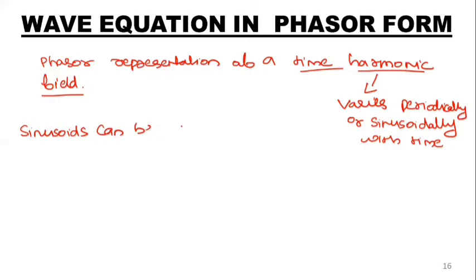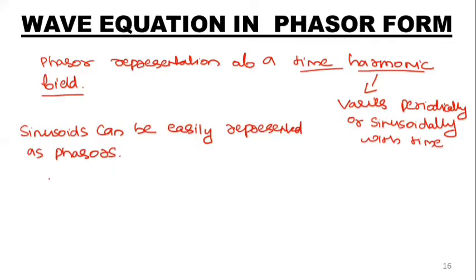These sinusoids can be easily represented as phasors. So that's why I'm talking about this. Suddenly Sir started talking about time harmonic field, and you might be wondering why. Because we are going to study the Phasor representation. These sinusoids can be easily represented as phasors.